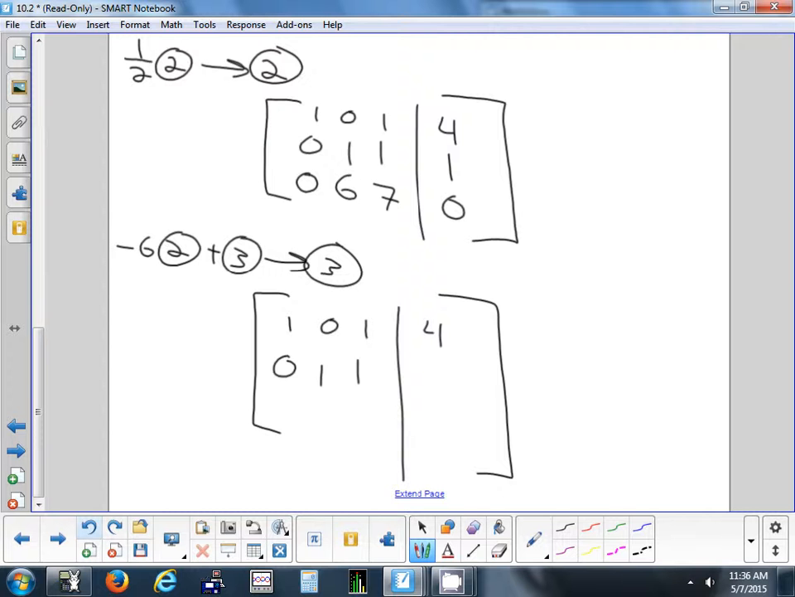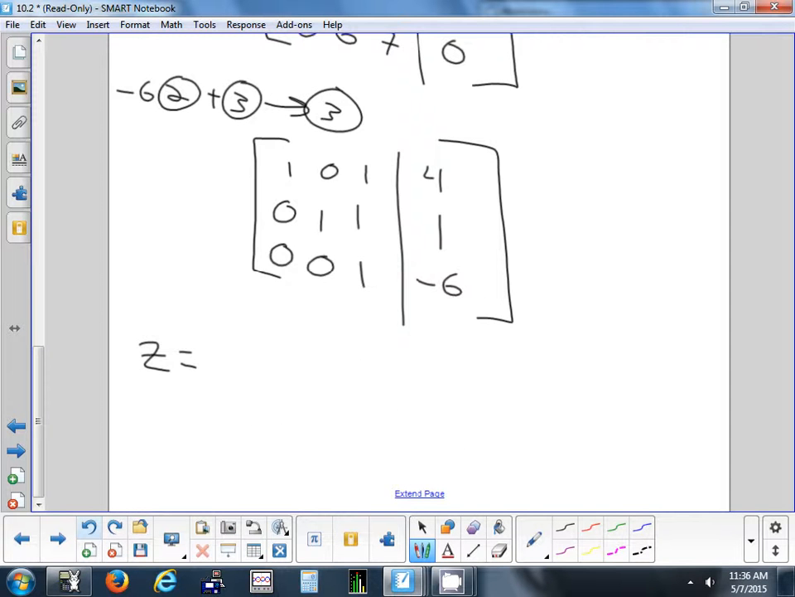All right, second row stays the same. Third row, multiply everything by -6 and add it to the third. So we get 0 times -6 plus 0. 1 times -6 is -6 plus 6. And 1 times -6 is -6 plus 7 is 1. That's great. It doesn't always happen, but it did here. Okay, -6 times 1 is -6 plus 0, -6. So now we already know z. Okay, what's z?